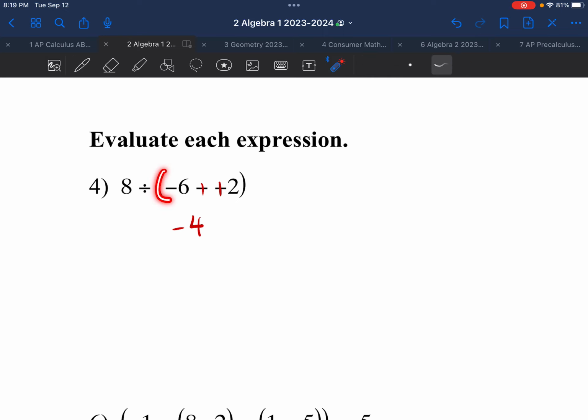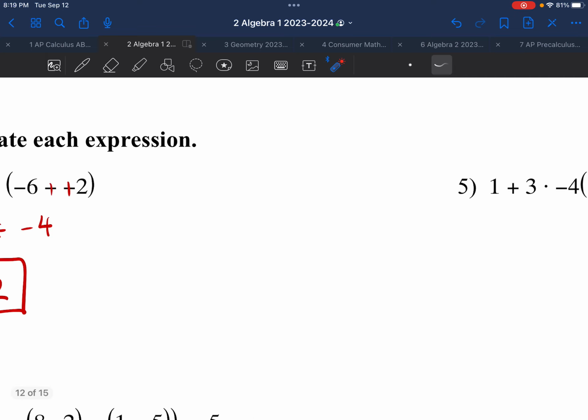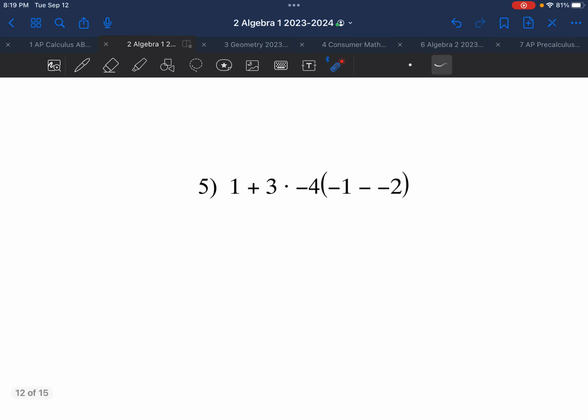I'm going to drop the parentheses because I've evaluated everything inside the parentheses. I'm just going to drop this 8 divided by down here. It's going to be 8 divided by that. All right, notice that I have a positive divided by a negative. A positive divided by a negative is a negative, and an 8 divided by 4 is a 2. So the correct answer should be negative 2. Because I have some work here, I'm going to box my work in case my teacher thinks that this is the right answer. And number 5, I'm going to start with parentheses.